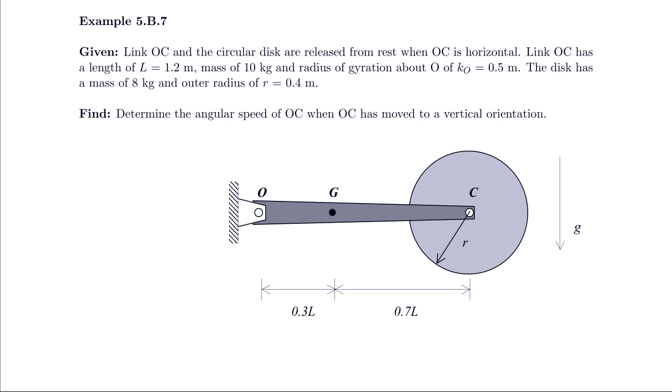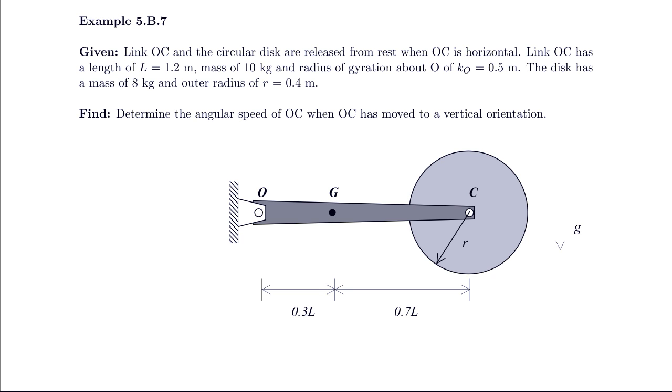In this problem, we're looking at the motion of two rigid bodies. We have this arm OB, which is pinned to ground at O. It's a non-homogeneous bar, so its center of mass G is not in the middle, but it's at 0.3 L from the left side. The disc is pinned to C of the bar. The disc has a radius of R, and the system is released from rest.